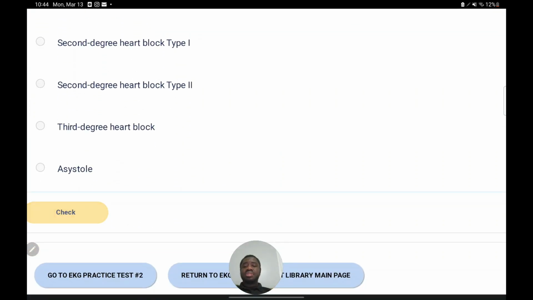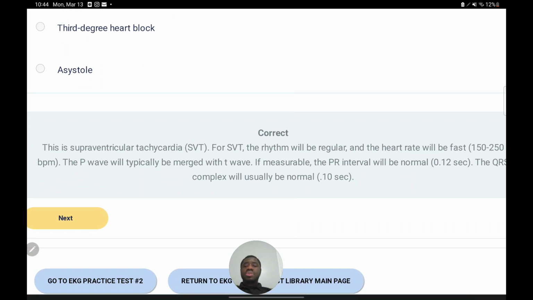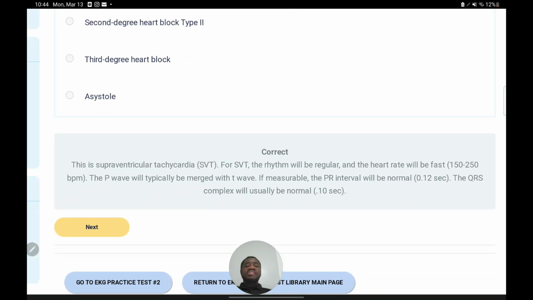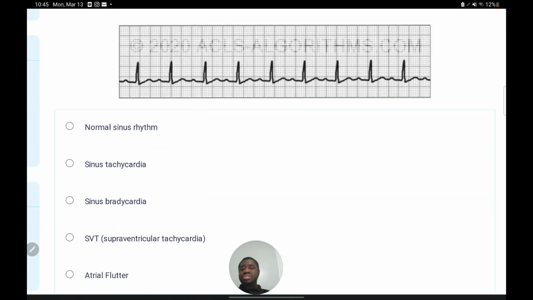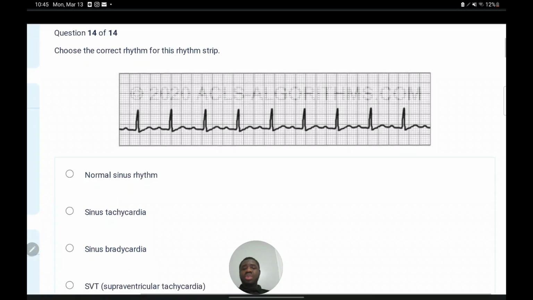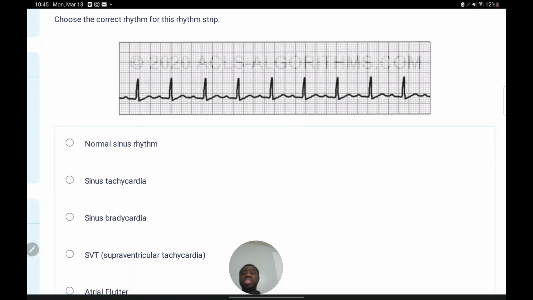Let's check the answer. So you can see for SVT, the rhythm will be regular and the heart rate will be fast, more than 150 to 250 beats per minute. The P wave will typically be merged with the T wave. So next question. This should be our last question for this episode.